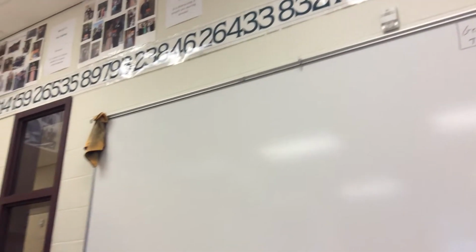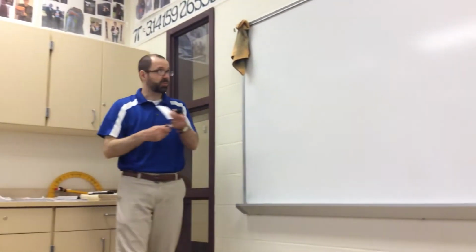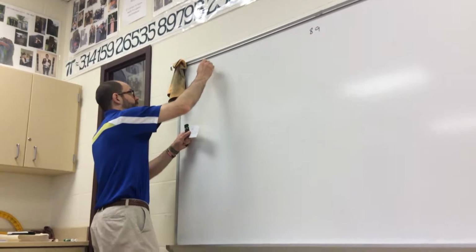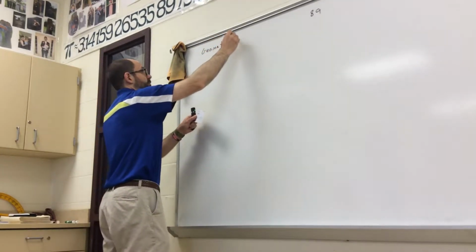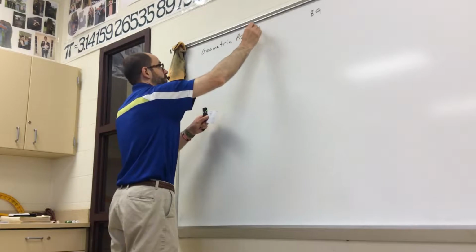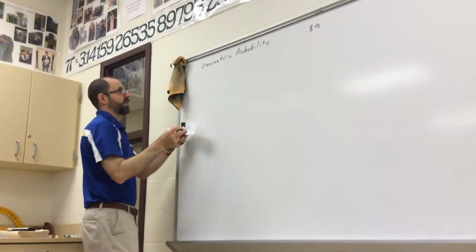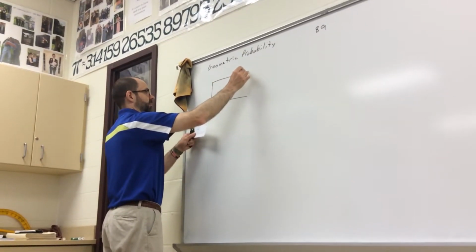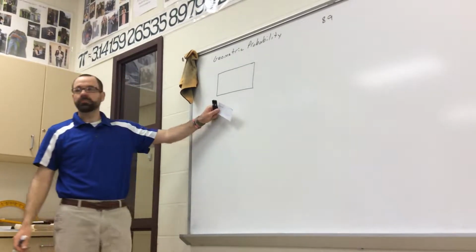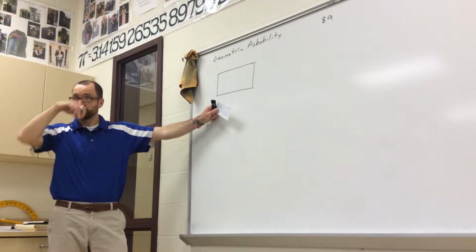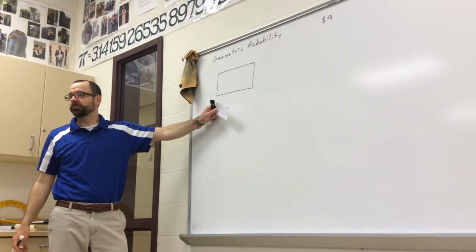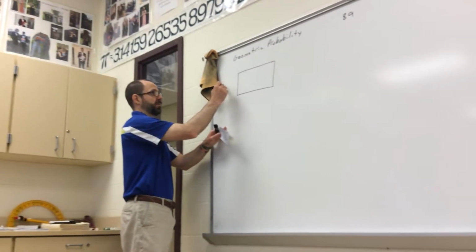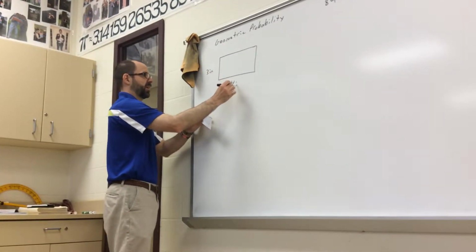So this note card is number 89. Title is Geometric Probability. So to explain this concept, we're going to put a picture on the note card of a rectangle. And this is going to be 3 inches on this side and 4 inches on the bottom.